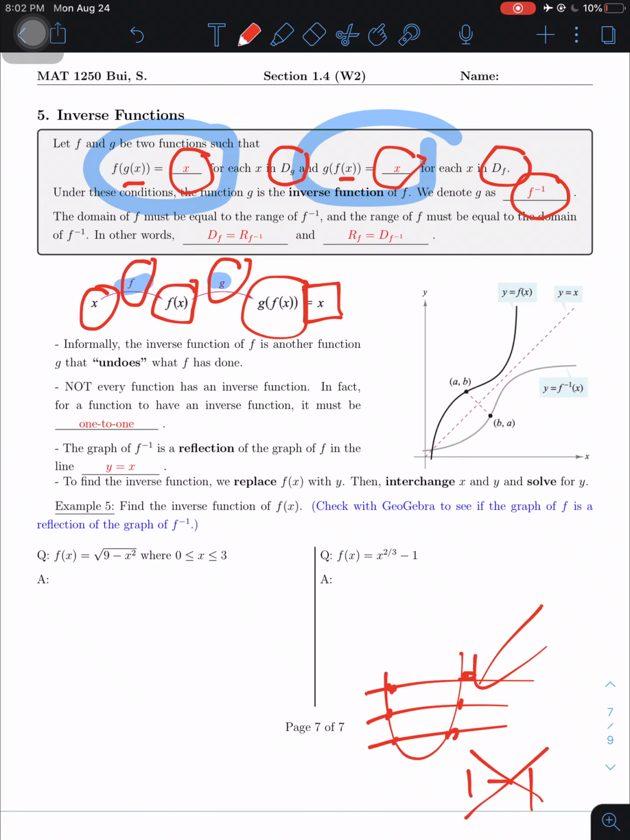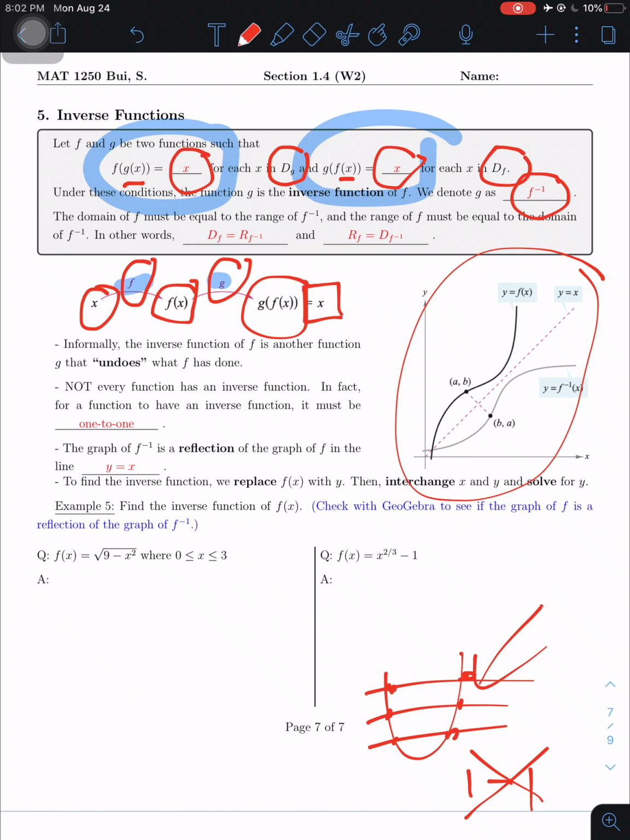All right, graphically, the graph of the inverse function, f inverse, is a reflection of the graph of f in the line y equals x. If you draw the two functions out, it just happens to be like that. It's one of the properties of the inverse function.